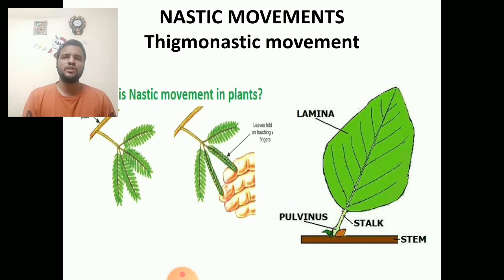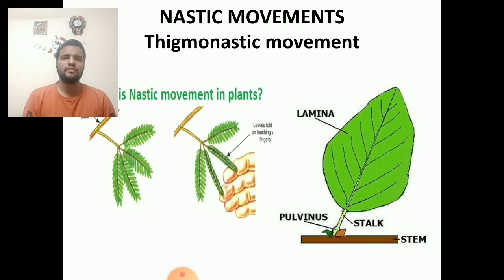Here, the stimulus may be in the form of touch, heat, or light. So these are the stimuli. With that stimulus, the response is generated in the plant, and that response is what we call a non-directional and growth independent response. Here, what does it mean?